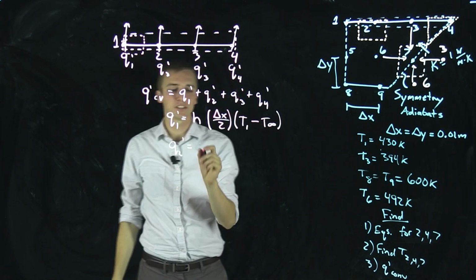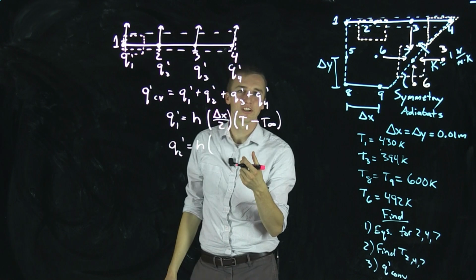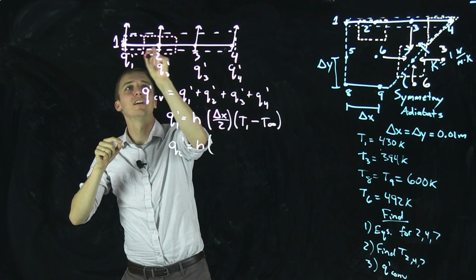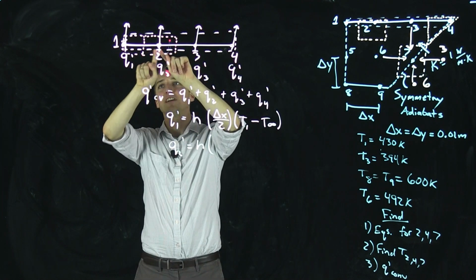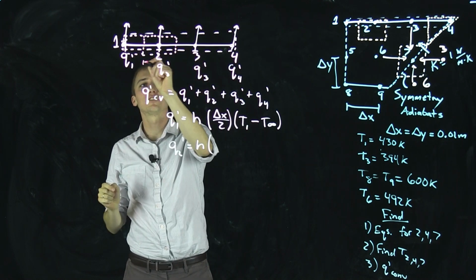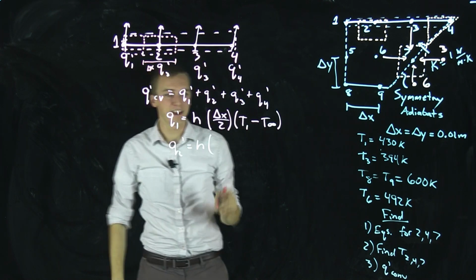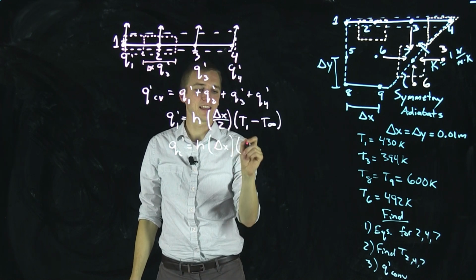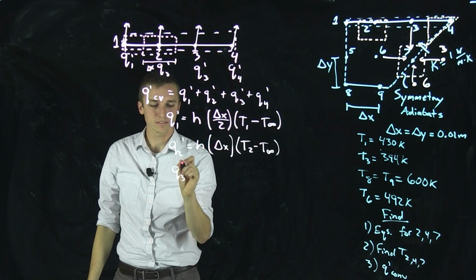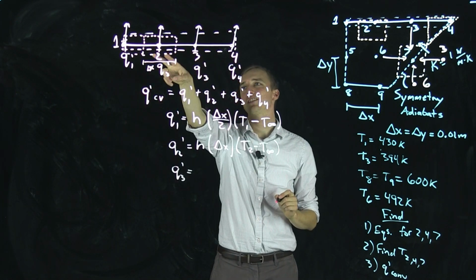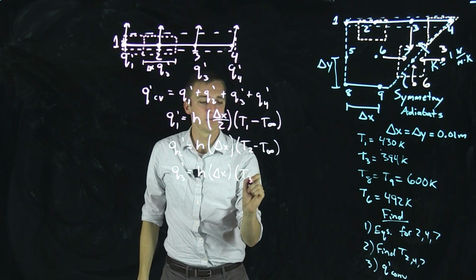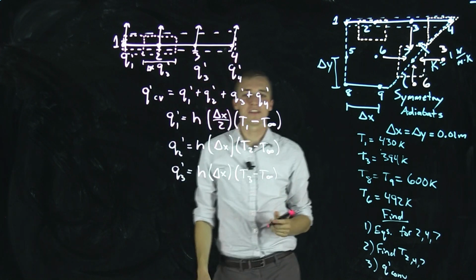Let's do Q2, which is equal to, again, we start with h, and then multiply by the distance. Let's draw our control volume for 2. Since this is interior, between 1 and 3, we draw our control volume halfway to each node, which means the total length is delta x. So delta x, again, times our delta T, which in this case is T2 minus T infinity. Well, Q3 is the exact same story as Q2, so we're just going to write that out. Now we use the temperature of node 3, T3.